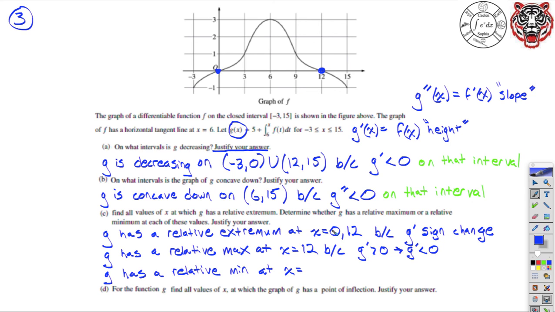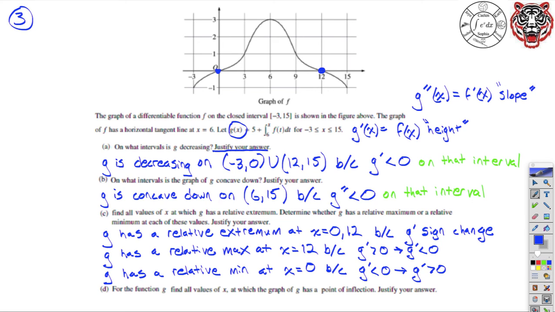So why is it 0? Because G prime... careful, it doesn't go from positive to negative. That was the maximum. It goes from negative to a positive. Yes, from a negative to a positive. So the quick way of saying that is G prime is less than 0, and then it goes to G prime greater than 0. Good job, Isabel. Oh, thanks.